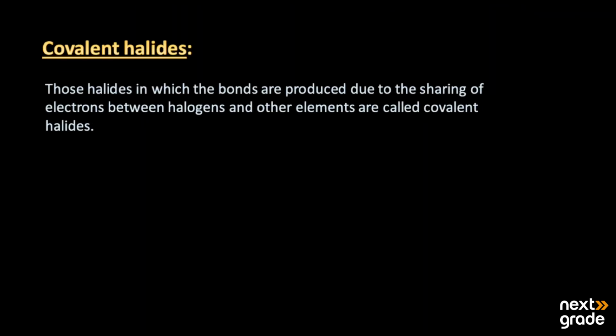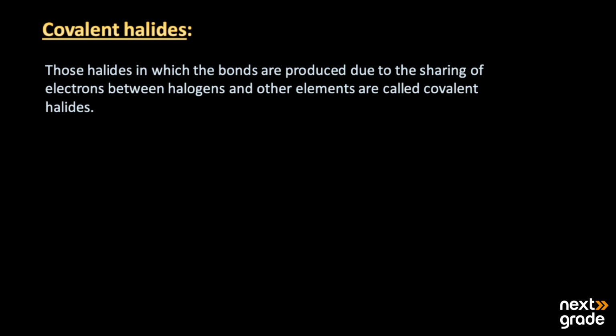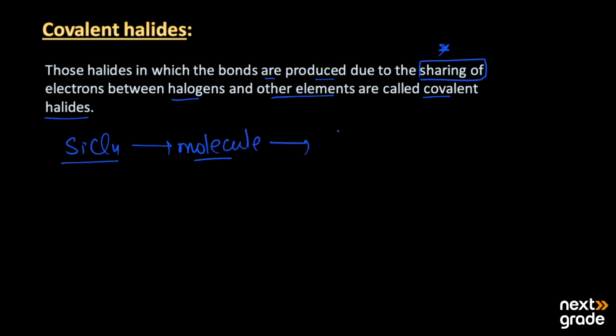Then we have the second type of halide, which is the covalent halide. The halides which are produced just due to the sharing of electrons between the halogens and the other elements are known as covalent halides. So they make the bond by sharing of electrons. A very simple example is silicon chloride, SiCl4. It consists of molecules and is highly polar in nature.